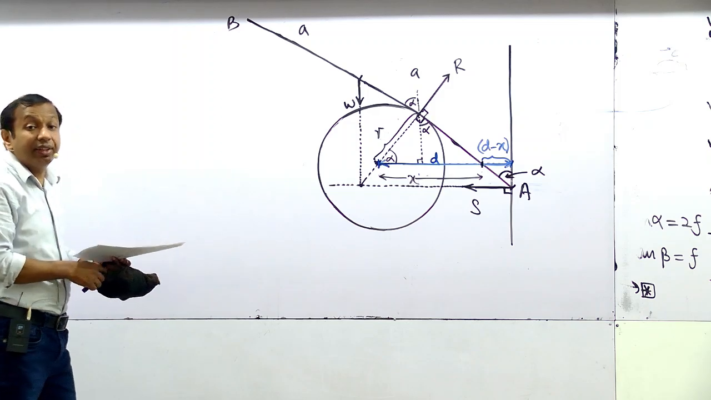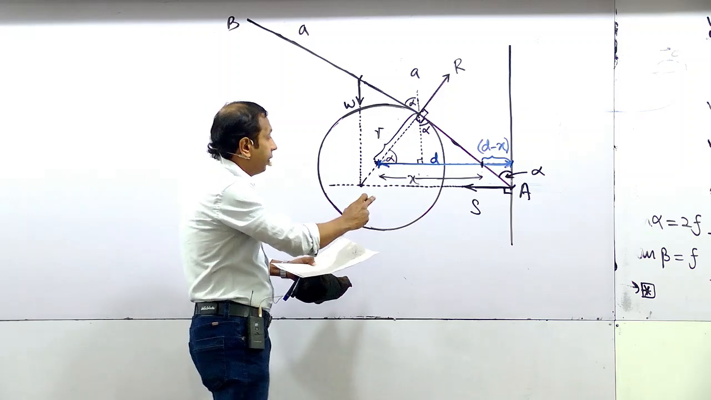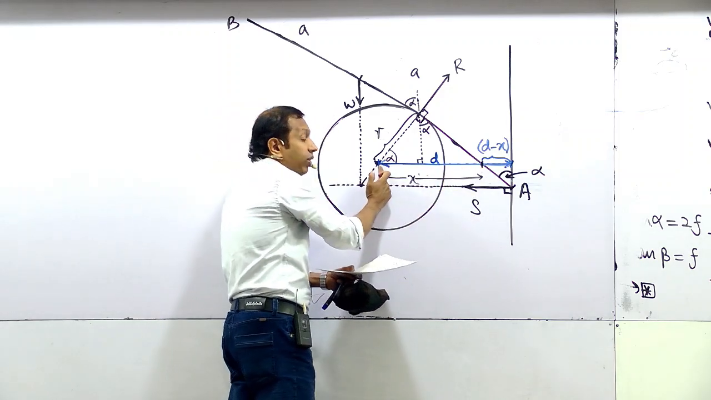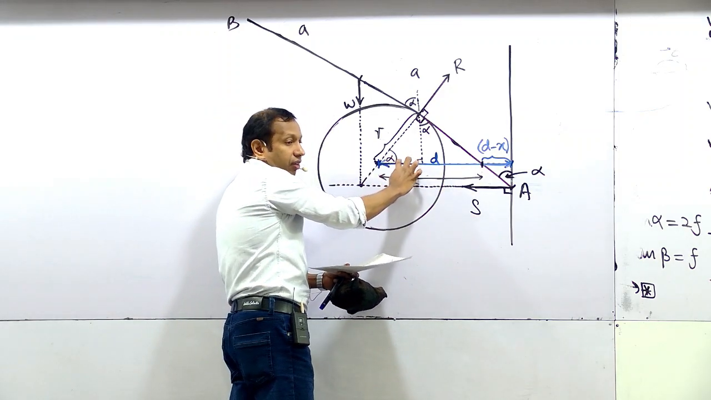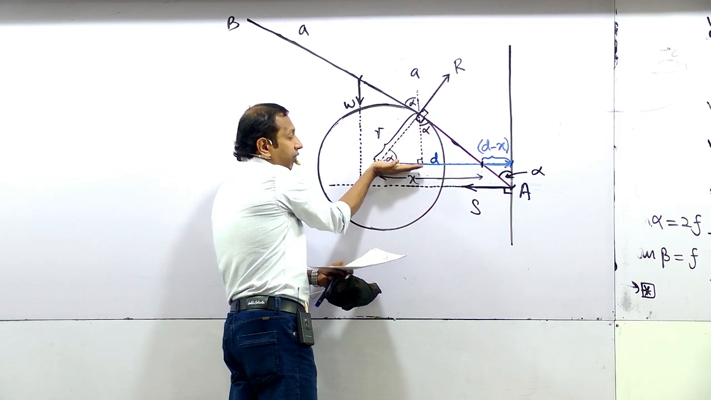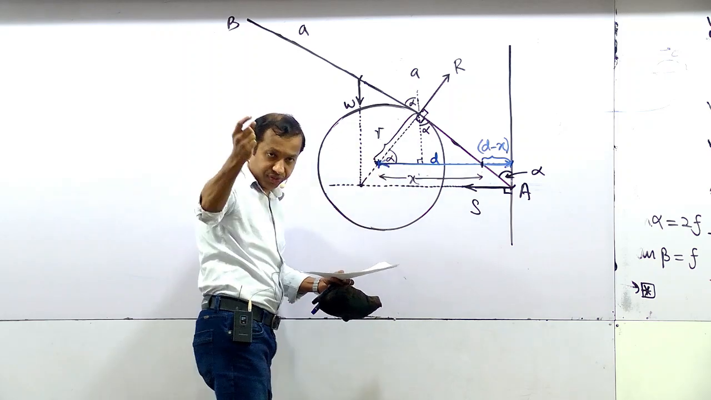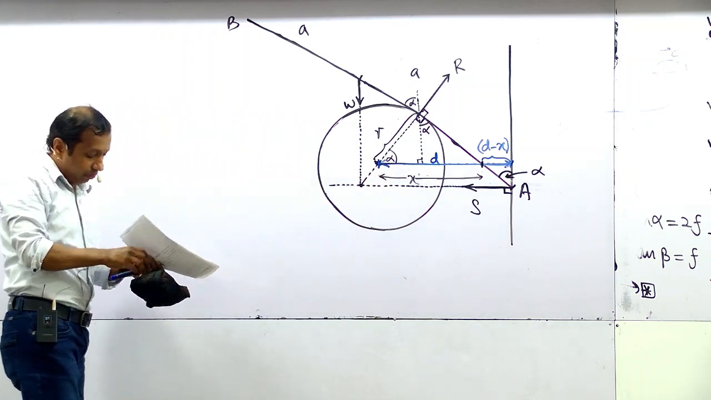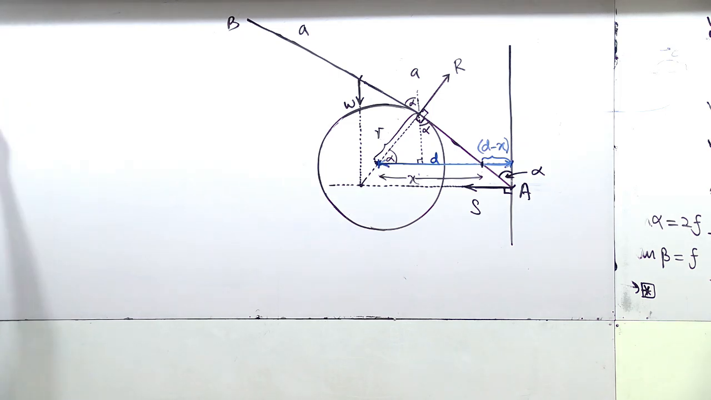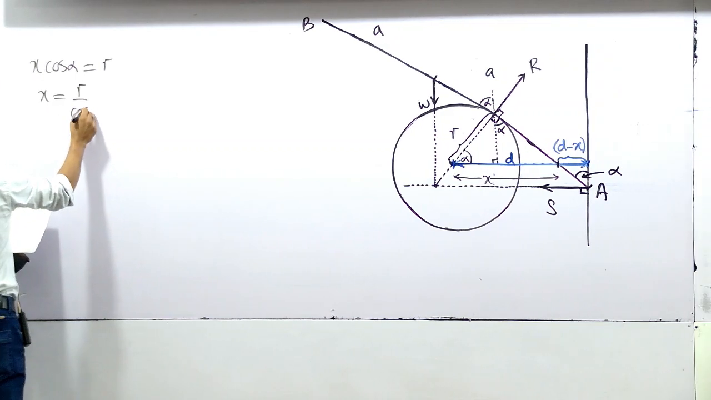We'll write one sentence like this. But people, here this length I have assumed as x. This is alpha. Then this is 90. What is x cos alpha? x cos alpha is equal to r. First relation we can write, x cos alpha, write down. x cos alpha is equal to r. Therefore, x equals r over cos alpha.